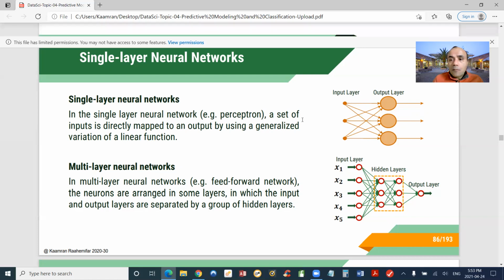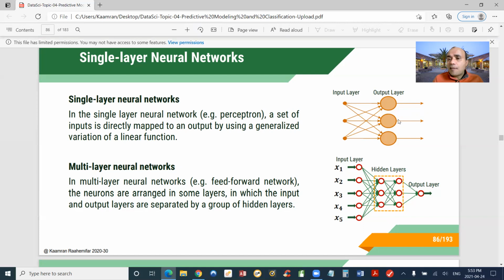So let's get back to this slide. This is a single layer. This is a single layer input, and then you have a multi-layer neural network. In the multi-layer neural network, you're going to have hidden layers. And then this is the output layer, and this is going to be the input layer.